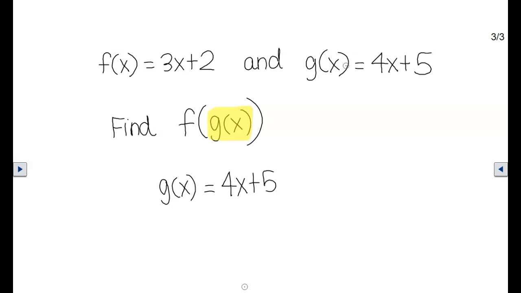I can't work that out. I don't know what x is, so I can't do 4 times x and then add 5. So what that means is this is just done. That's as much as I can do with it. I know that g of x is 4x plus 5. So right here what I've highlighted, this g of x, can be replaced with what it's equal to, which is 4x plus 5. So that makes this problem f of 4x plus 5.